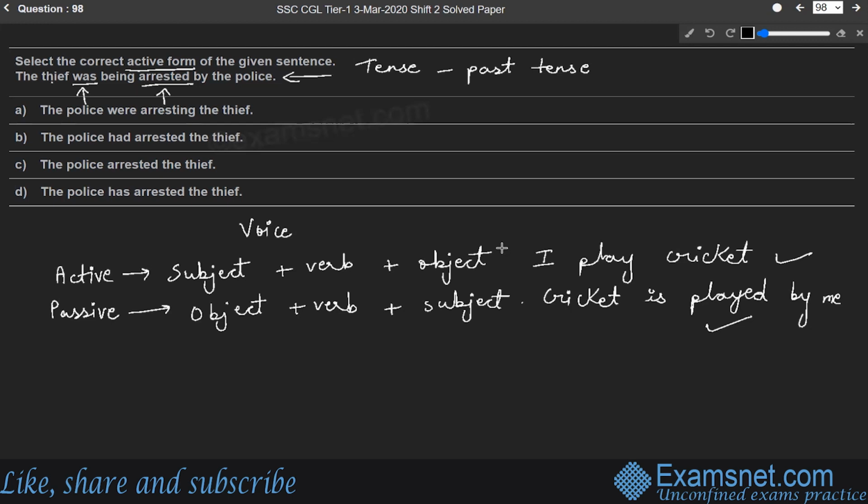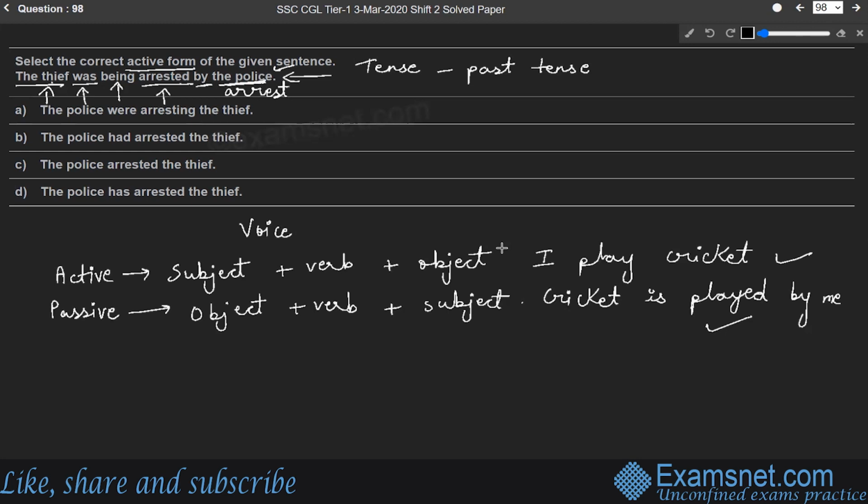In this given sentence, you can see that the thief is an object and was is a helping verb because the thief is singular and that is why was is used. And then being is used here. After being, there is the third form of the verb. See, arrested comes from the word arrest and the third form of arrest is arrested. Okay. And then by is given and the police. What is the police here? Police is the main subject of this sentence. Subject is something about which the sentence is made.